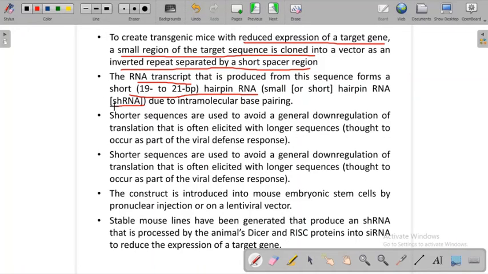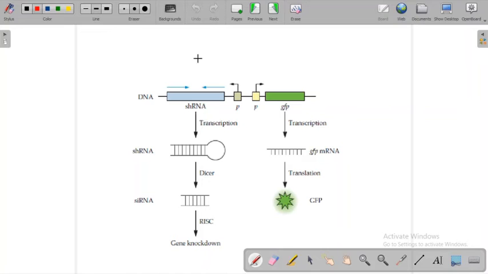A stable mouse line is generated that produces shRNA, which is processed by the animal's Dicer or the RISC protein into siRNA to reduce the expression of the target gene. So this is what actually happens. Now this is the animal which contains the shRNA gene also. This is the promoter, and this is another promoter for GFP. Now what happens if shRNA is introduced and integrated into the host organism? This shRNA will be produced, the transcription will occur, and mRNA will be produced.